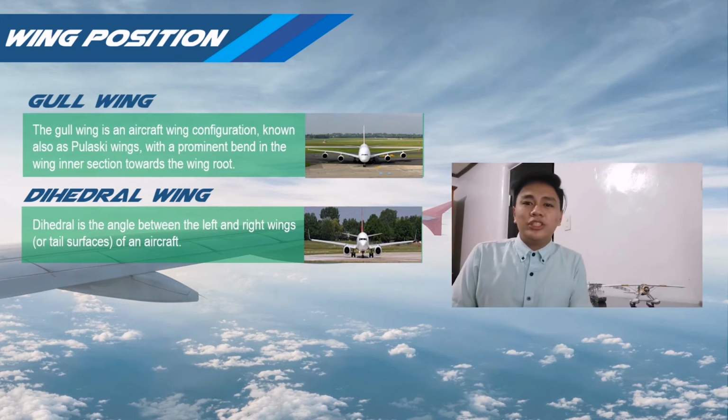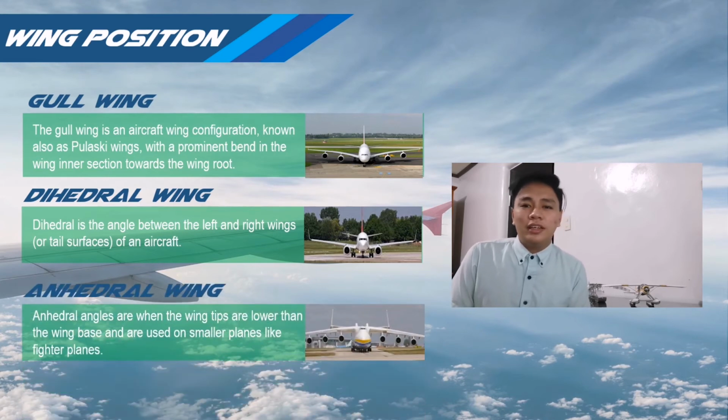And the last wing position is the anhedral wing. In anhedral wing, the wing tip is lower than the wing root. Anhedral wing is basically the negative dihedral wing. Having an anhedral wing will help you induce roll instability and will improve your roll maneuverability. So that's all for the discussion of the different wing positions.